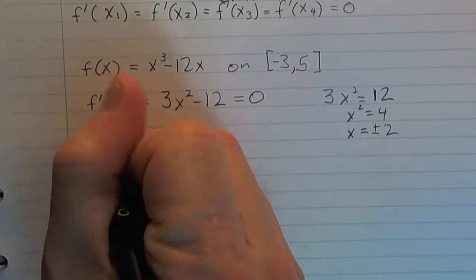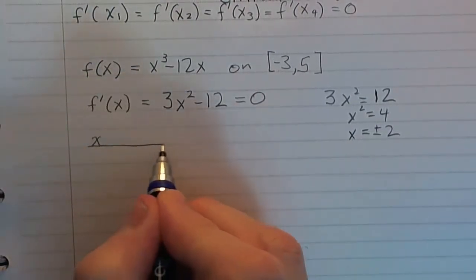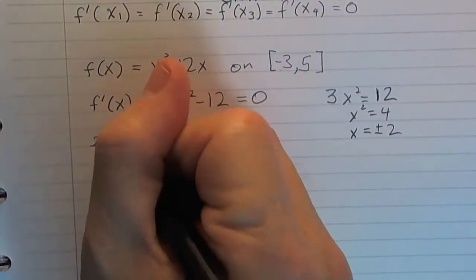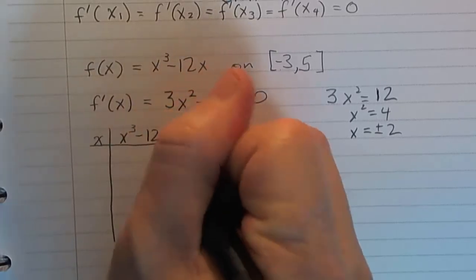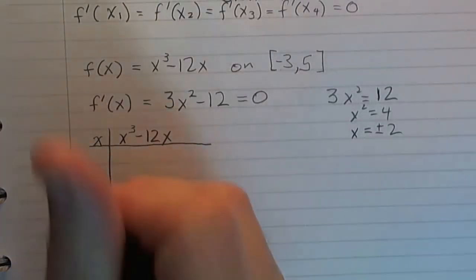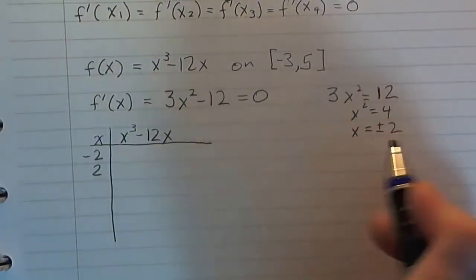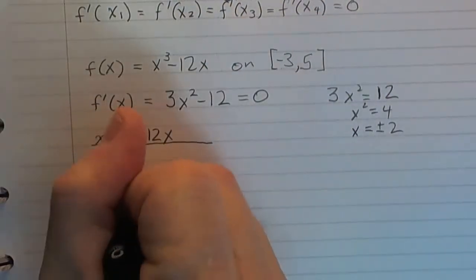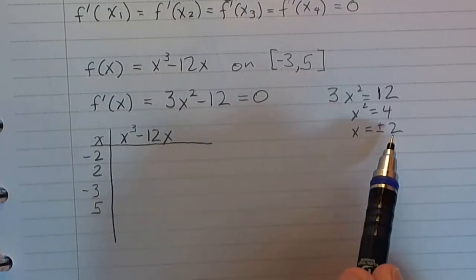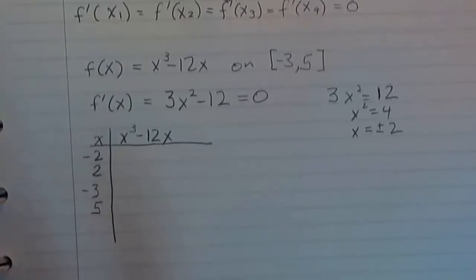So let's do some testing here. Let's plug into our function, x cubed minus 12x. What I'm going to do is plug in a negative 2, a positive 2, and then a negative 3 and a 5. So what I'm doing is plugging in the critical numbers and the endpoints, and I'm just going to take note. I'm going to get a smallest number and a largest number. The largest will be the max, the smallest will be the min.